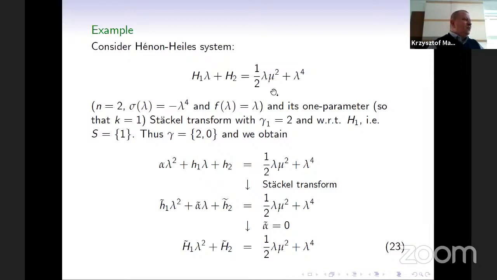And then you would like to make some Stäckel transform on it. So you extend it by a term that contains a parameter. And look what happens on the level of the separation curve. This is why the Stäckel transform is easiest to understand on the level of separation curves, maybe, rather than on the level of Hamiltonians. Alpha becomes H1 tilde, H1 becomes alpha tilde in this case, and H2 simply becomes H2 tilde. Then you put the value of alpha tilde to 0, and you end up with a completely new system that is called the Stäckel transform of the Hénon-Heiles system.